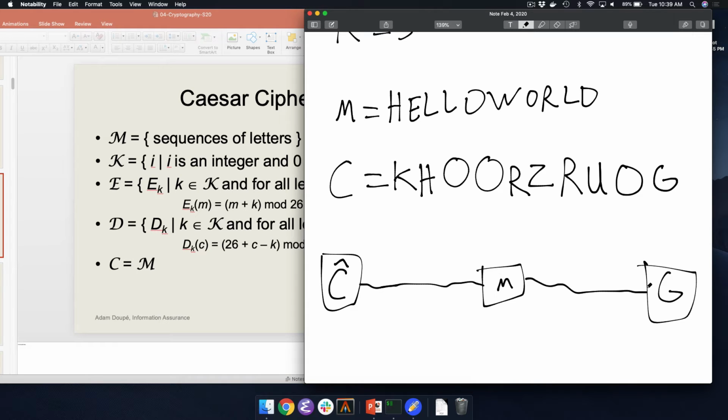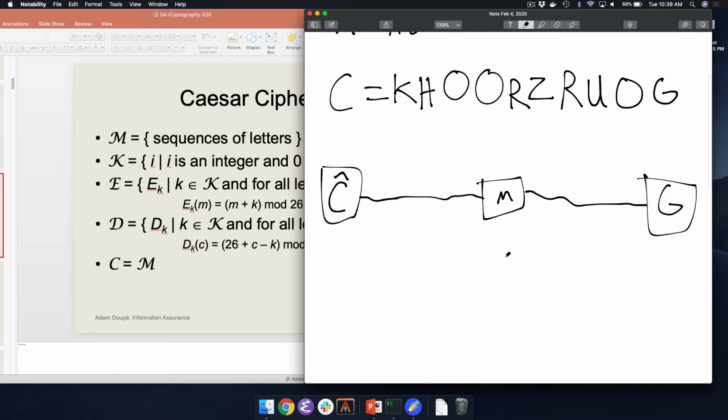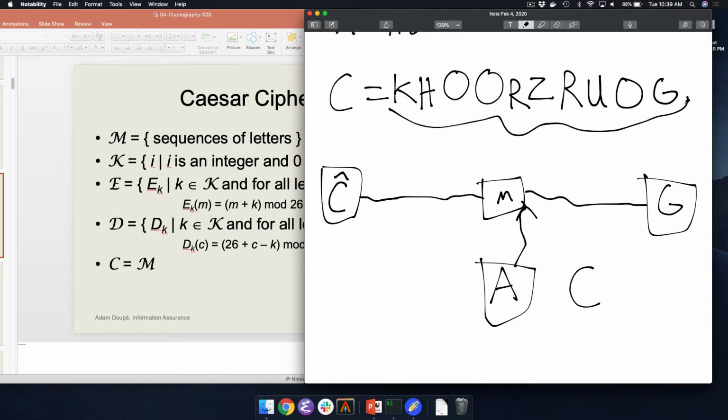So at some point, I'm some barbarian. There we go, this works. I'm the barbarian Adam. That works. So I intercept this message. I get this message M, or C. So I'm getting this ciphertext. So now we can talk about, okay, how do I try to break this, right?